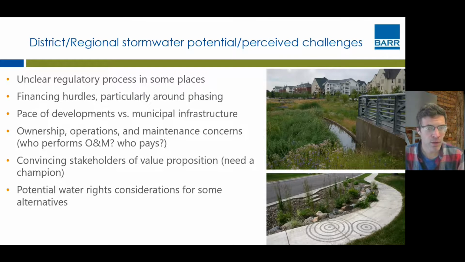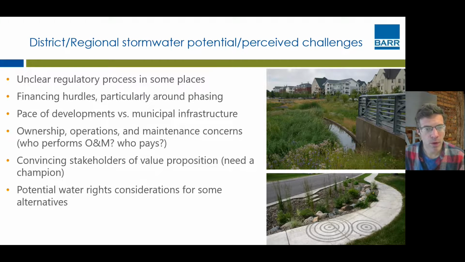It could be a motivated developer who sees sustainability at the core of their mission, and maybe even a brand for the development. Or it can be a watershed organization. When there's a champion available, those organizations often can have access to additional funding sources, perhaps grants.